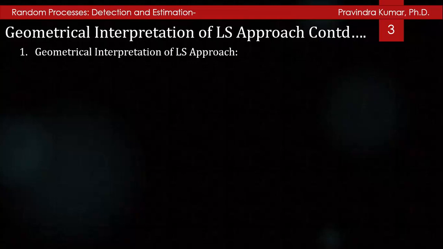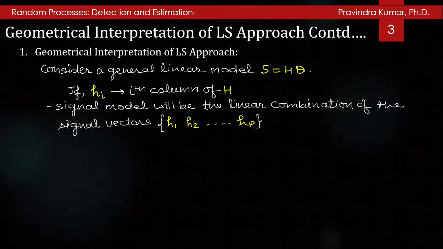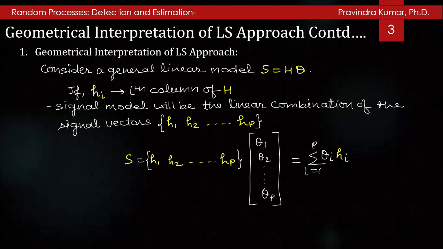Now, the geometrical interpretation of the LS approach. The geometrical interpretation of the LS approach helps to look inside the estimator and also reveals other properties. Consider a general linear model s = Hθ, and if we denote the ith column of the H matrix as hi, the signal model can be seen as a linear combination of the signal vectors h1, h2 to hp, as s = [h1 h2 ... hp] times the column vector [θ1 θ2 ... θp]^T, and it will be equal to the summation i = 1 to p of θi hi.